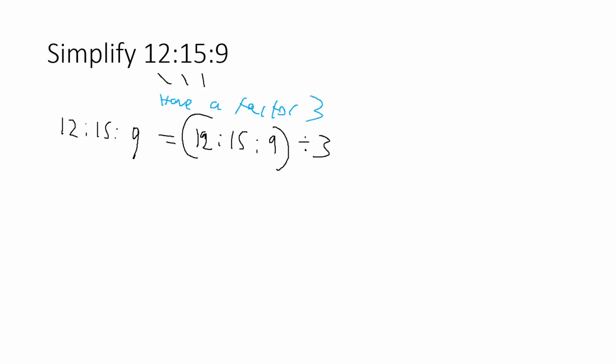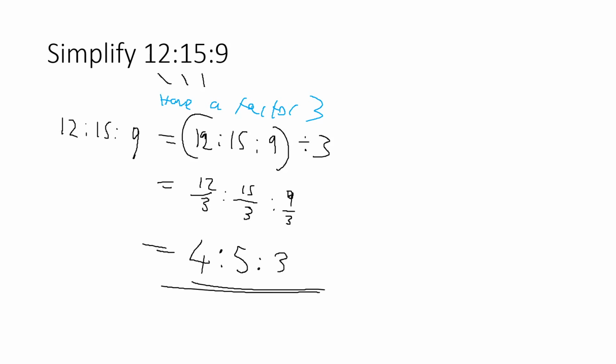All right? So let's do it. So 12 over 3, 15 over 3, 9 over 3. What do we get? What's 12 divided by 3? 12 divided by 3 is 4. 15 divided by 3 is 5. 9 divided by 3 is 3. So now this is a simplified ratio.